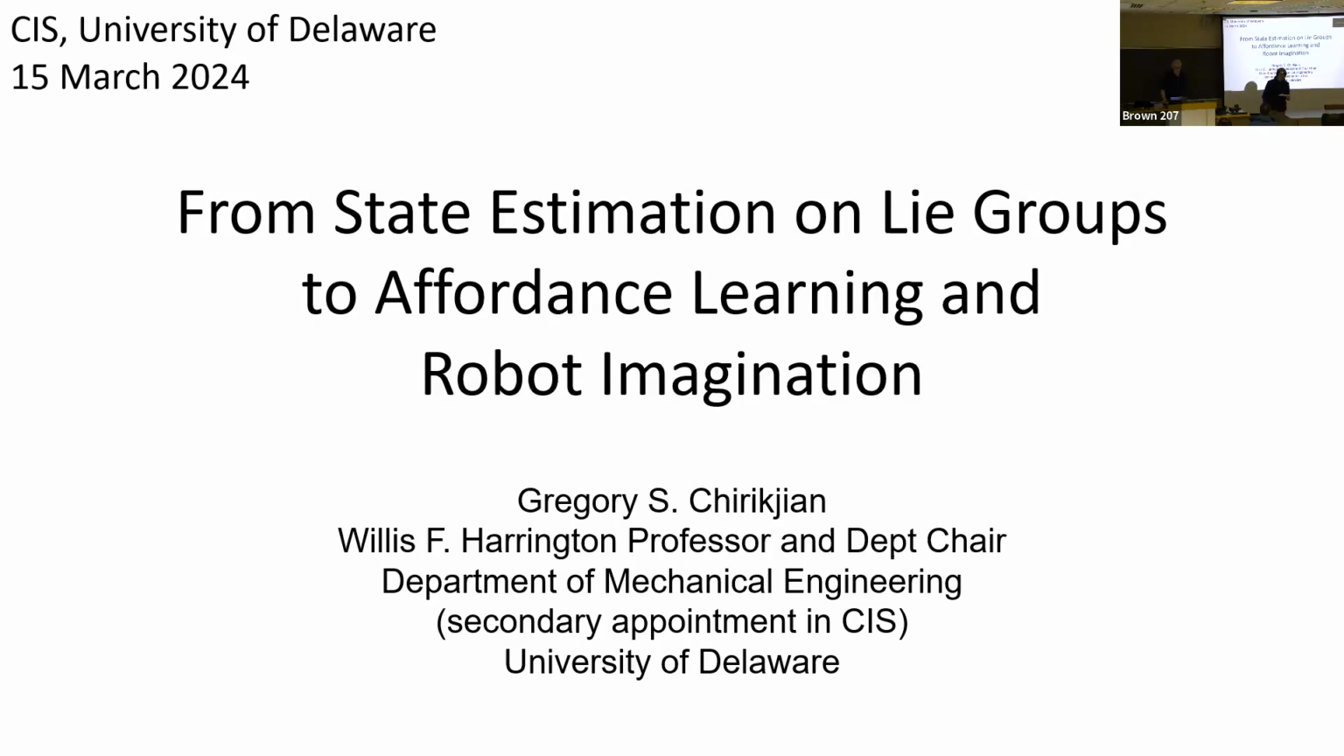Dr. Chirikjian received an undergraduate degree from Johns Hopkins University in 1988 and a PhD degree from the California Institute of Technology in 1992. From 1992 to 2021, he served on the faculty of the Department of Mechanical Engineering at Johns Hopkins University, attaining the rank of full professor in 2001. Additionally, from 2004 to 2007, he served as the department chair.